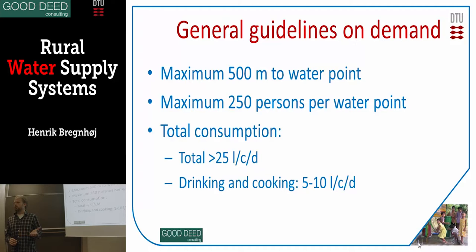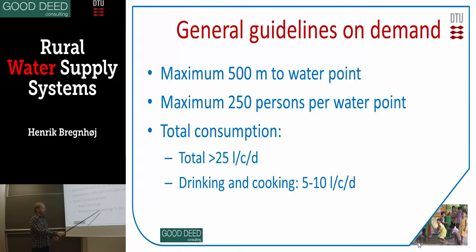That is a bucket of 15, so it would be seven, maybe eight buckets per day. So if you have to walk every time 10 minutes, eight times, it's quite a lot of work. And that is even just to get 25 liters per person in the household.